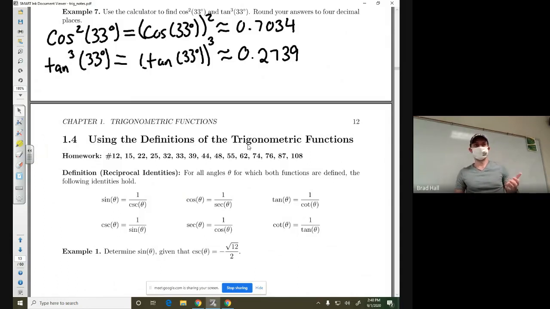So do not confuse sine and secant. They are not reciprocal identities, even though they both start with S. Do not confuse cosecant and cosine because they both start with C. That commonly happens. It's reversed. Sine and cosecant. Cosine and secant.